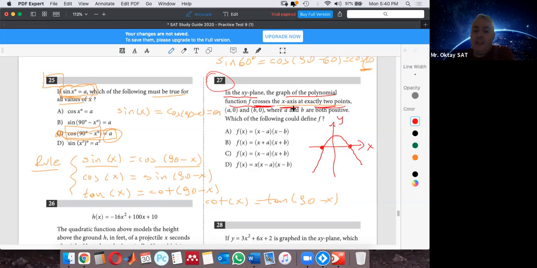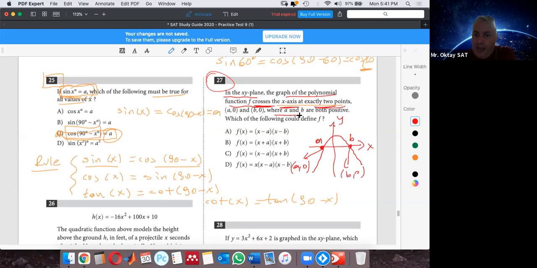What it says, it gives the points. Let me say this is now A. Let me say now this is B. Can I say this point is (a, 0)? Can I say this point is (b, 0)? Yes.